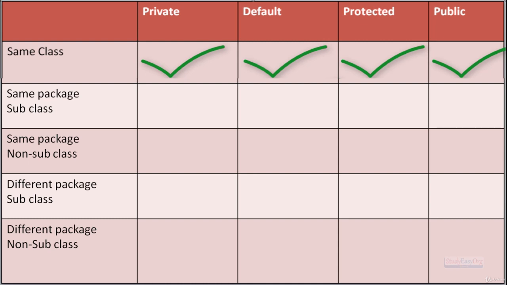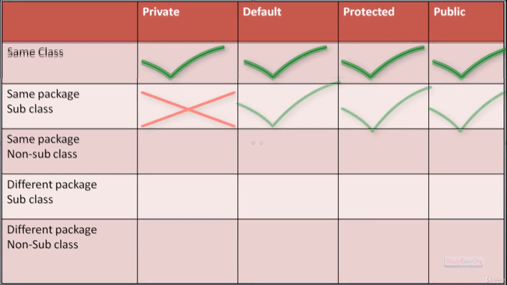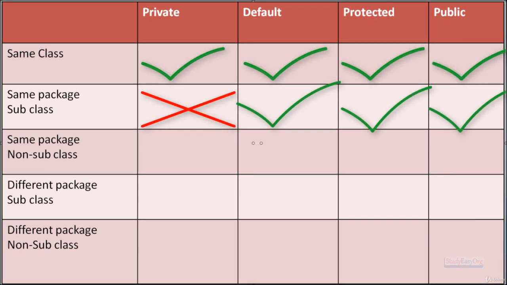Now moving forward, let us check the scenario where the element is in some different class, and the different class is a subclass. What is a subclass? A subclass is a child class, or in other words, where there is an inheritance. Now in this kind of scenario, definitely we will get the access for default, protected and public access modifiers, but if the element is a private element, then only we will not have the access.